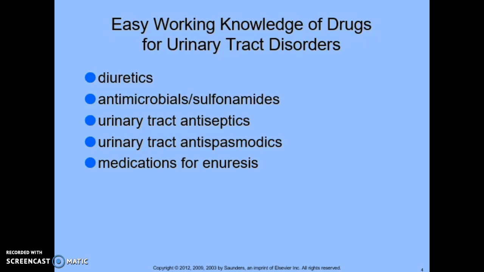So here are some basics of the urinary tract disorder drugs. We have diuretics, antimicrobials or sulfonamides, urinary tract antiseptics, urinary tract antispasmodics, and medication for enuresis. These drugs come in prescription, over the counter, or both. It's also important to note that some of these medications alter urine color.